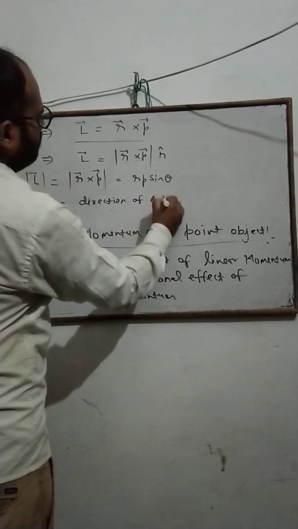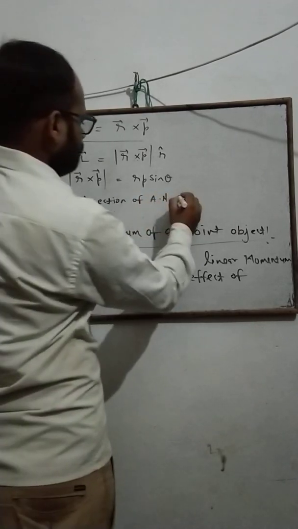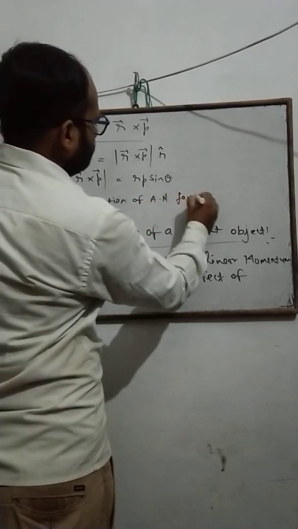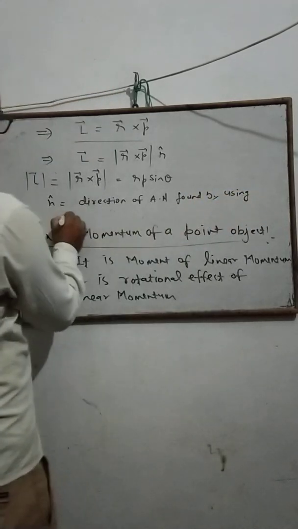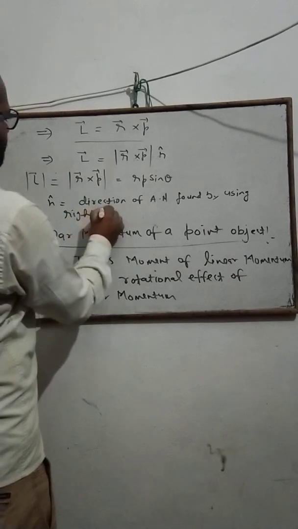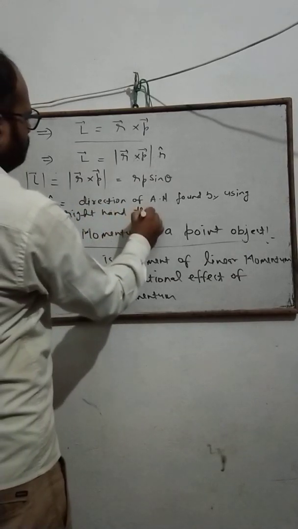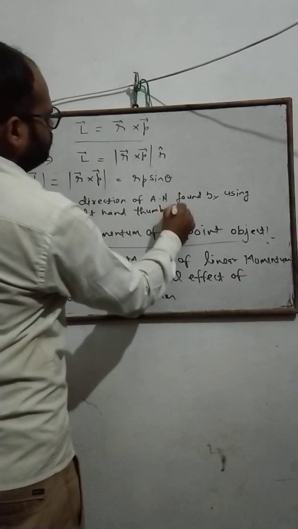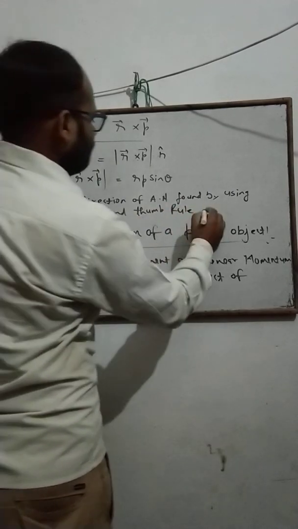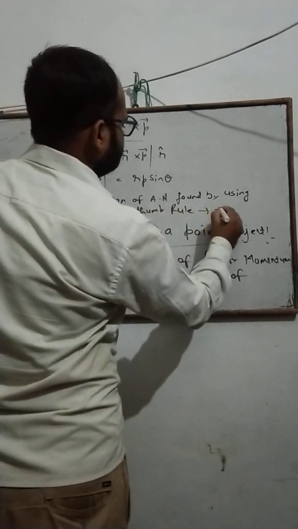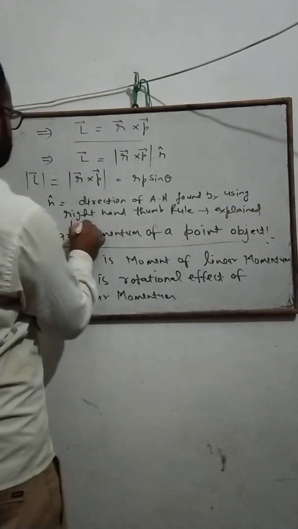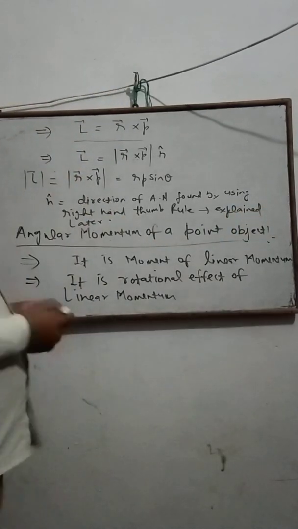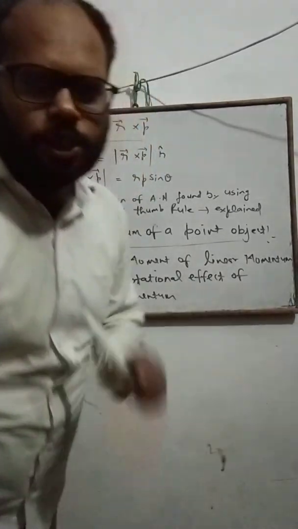of angular momentum, found by using the right hand thumb rule. It will be explained later. Okay, this was the theoretical background.